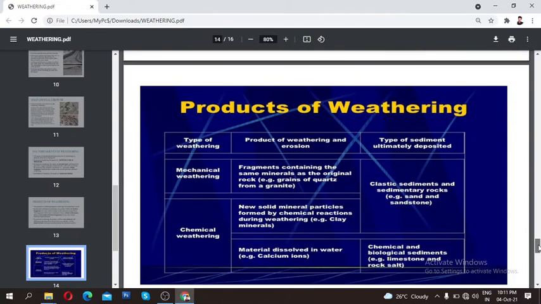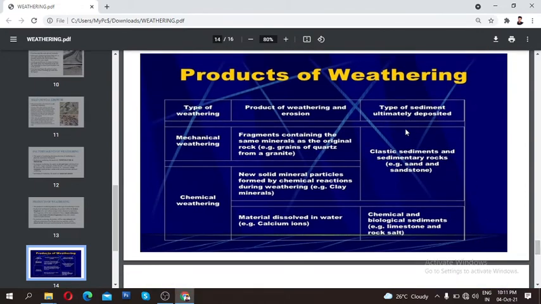Now here you can see the product of weathering. This is actually a representation. One side you can see the type of weathering. Next you can see the product of weathering and what type of erosion is present. Then in the third column you can see the type of sediment, what type of sediments will be present in various types of weathering.